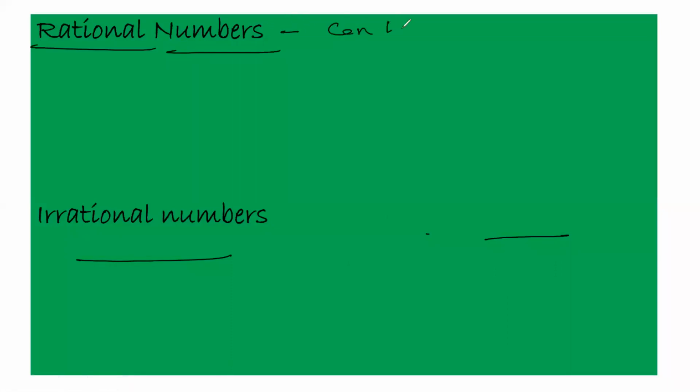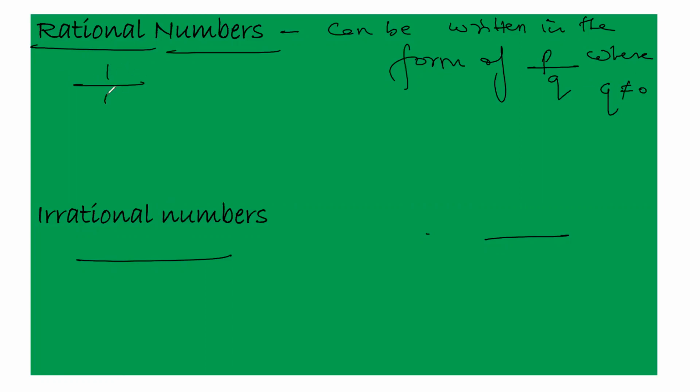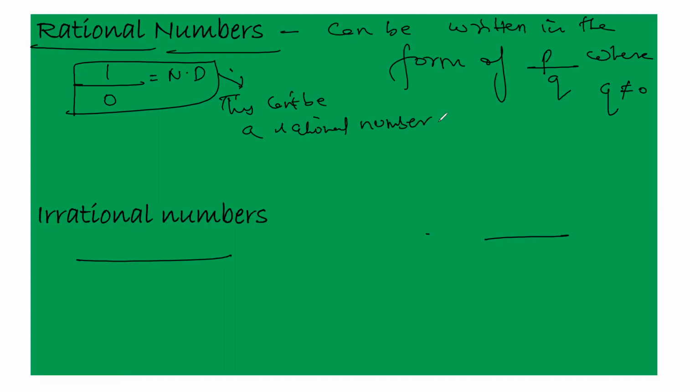Rational numbers are those which can be written in the form of P by Q, where Q can't be 0. Okay, I already told you earlier. Suppose you have a number and that number has a denominator as 0. Okay, that number will become not defined, which can't be a rational number. Why is it not a rational number: 1 upon 0 or 2 upon 0 or 3 upon 0? Because the denominator is 0.